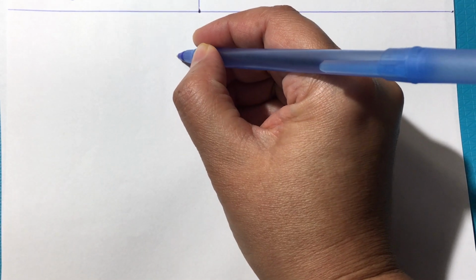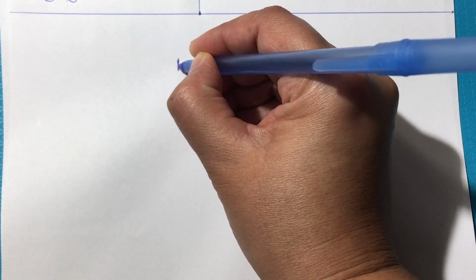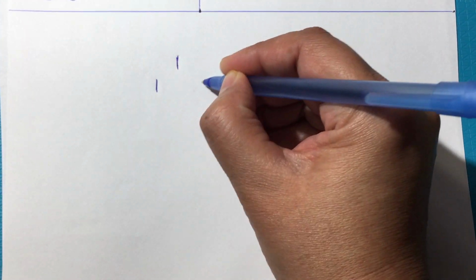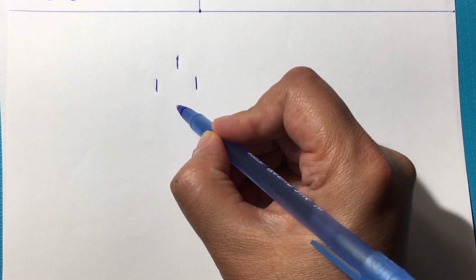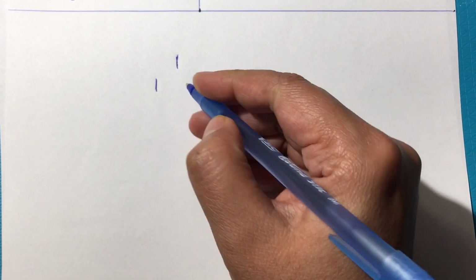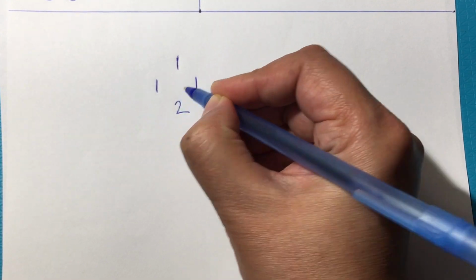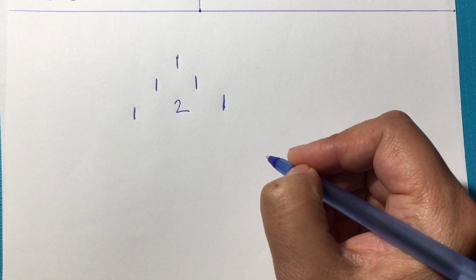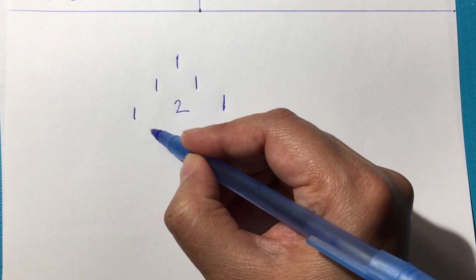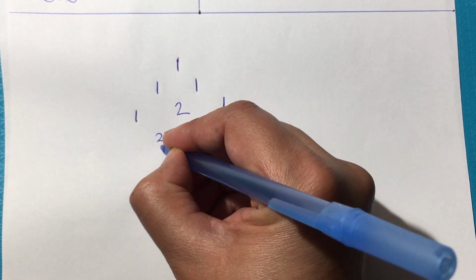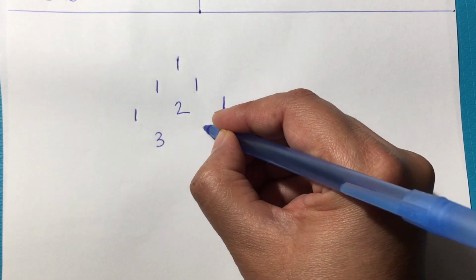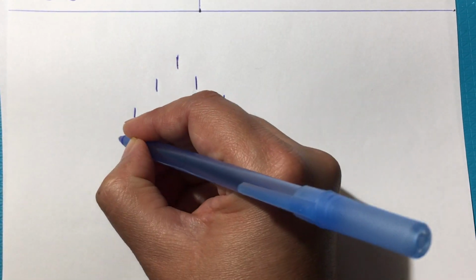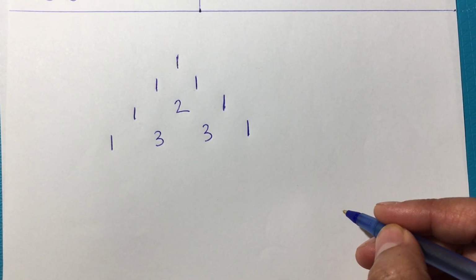Pascal's triangle is where you start with a 1 on the top and then you put a 1 and a 1 here. Then you add the 1 plus 1 and you get 2 in here. And then again, you add a 1 on each side. In here, we add 1 plus 2, you get 3. 2 plus 1 is 3. And again, you add a 1 on each side.